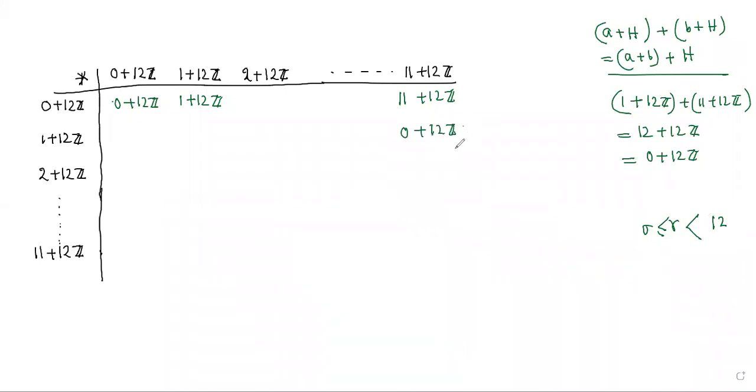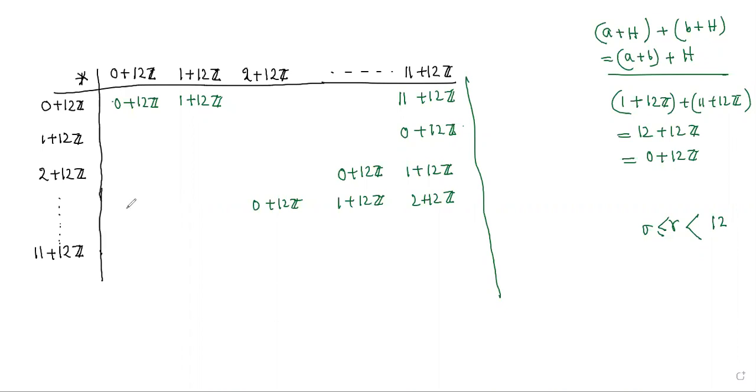Here 0 + 12Z will come. In the next phase, you can guess that 0 + 12Z will come over here, and this will be 1 + 12Z. In the next phase, 0 + 12Z will come over here, this will be 1 + 12Z, and this will be 2 + 12Z. In this manner, it will go on. You try to fill up this particular table, and that will give you the quotient group.